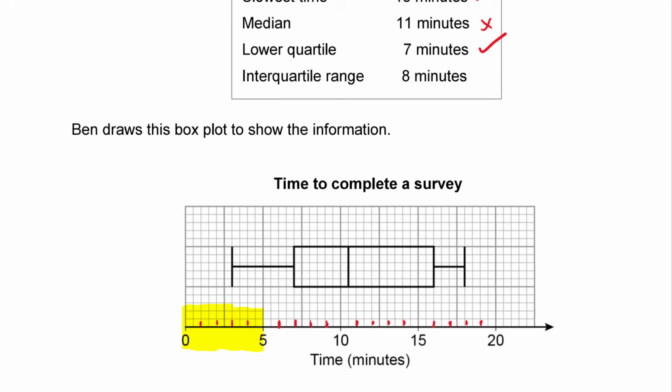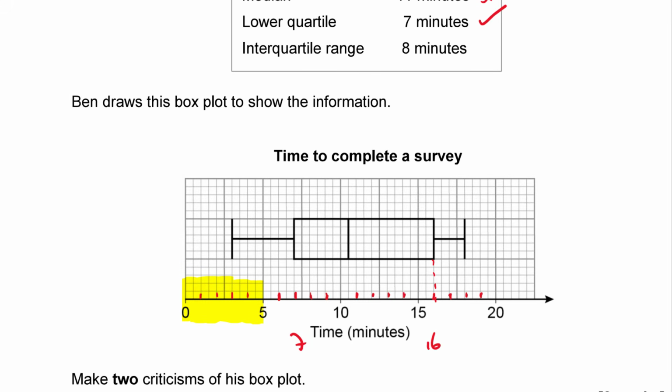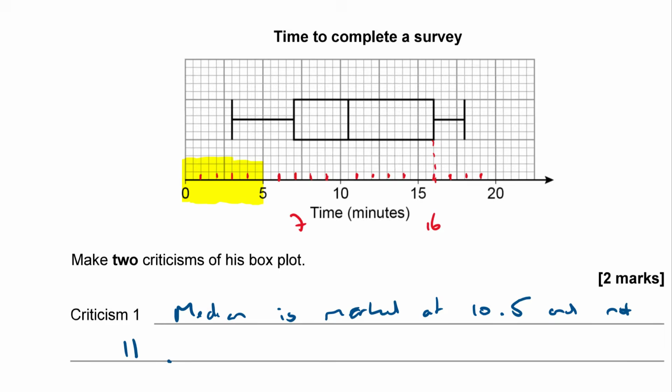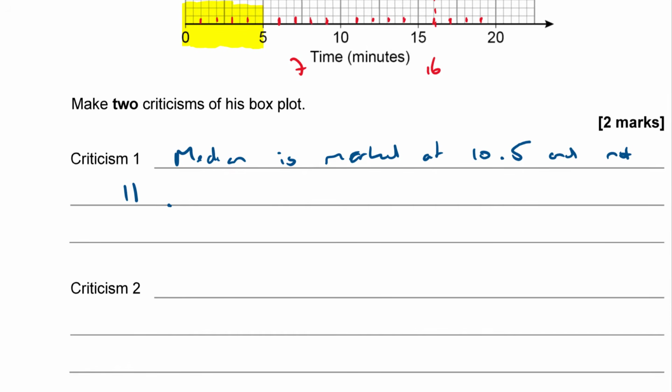So I can see my lower quartile is at 7 and my upper quartile is up here. Look, that's at 16. So 16 subtract 7 is 9 and not 8. So he's got the upper quartile in the wrong place. So that's going to be my second criticism. Interquartile range is shown as 16 minus 7, which is 9, and not 8.